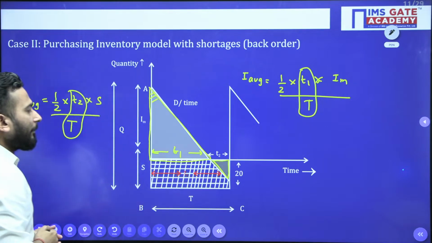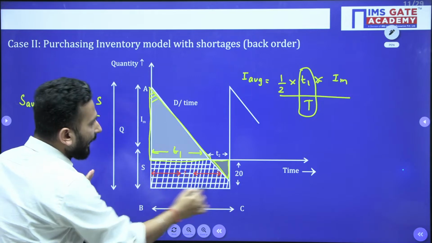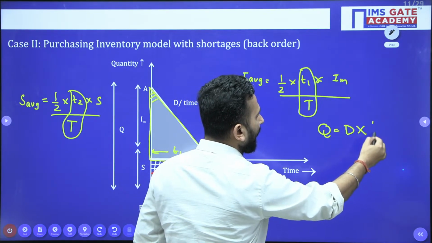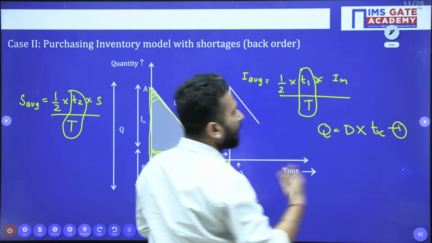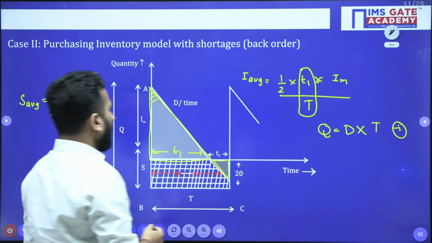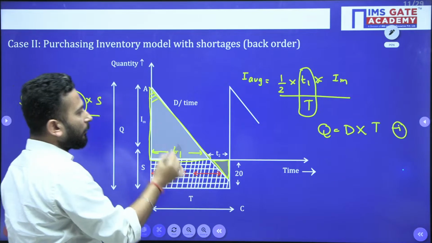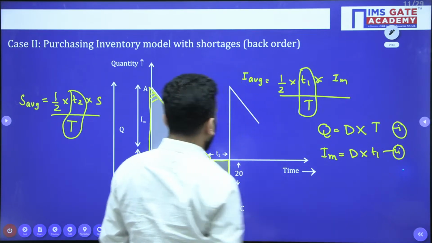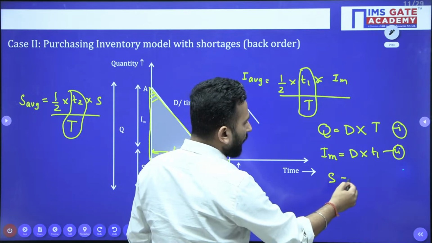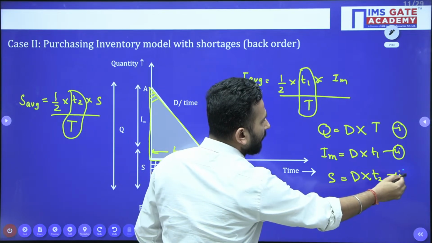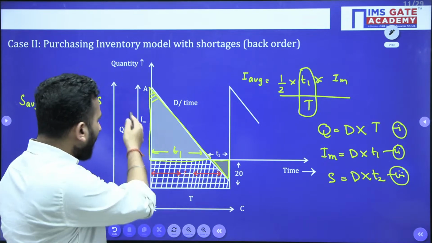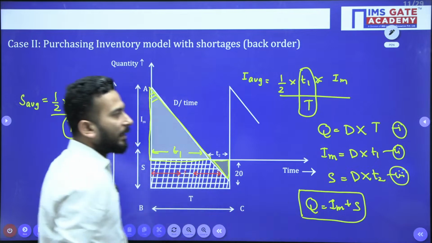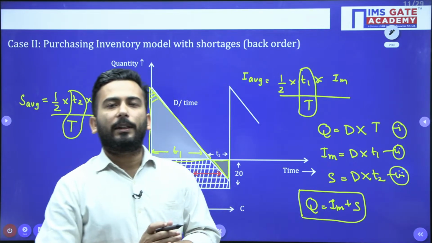Now my dear friends, tell me one thing. How many triangles can we see over here? See, using the bigger triangle I can write Q is equal to D into cycle time, number 1. Okay, cycle time I have taken T over here. Now this triangle, what I can write? IM is equal to D into T1, yes or no? Now using this smaller triangle, I can write S is equal to demand into T2, yes or no? And finally I can write Q is equal to IM plus S, yes or no? Getting? Using the triangles only I have written these expressions.